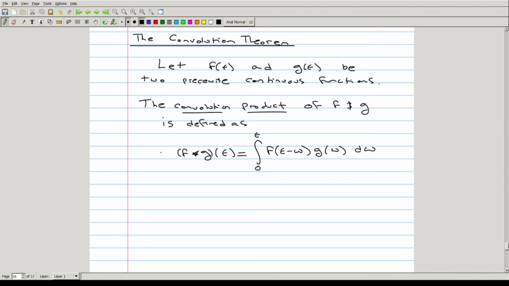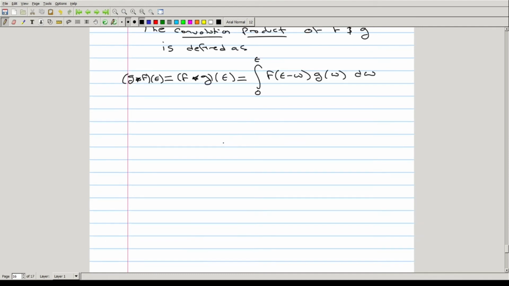And almost immediately one of the things that we can prove, and would be a good exercise to prove, is that the convolution product is commutative. So the convolution product of f with g is the same thing as the convolution product of g with f. And this is a relatively easy thing to prove. So we'll do that right here.